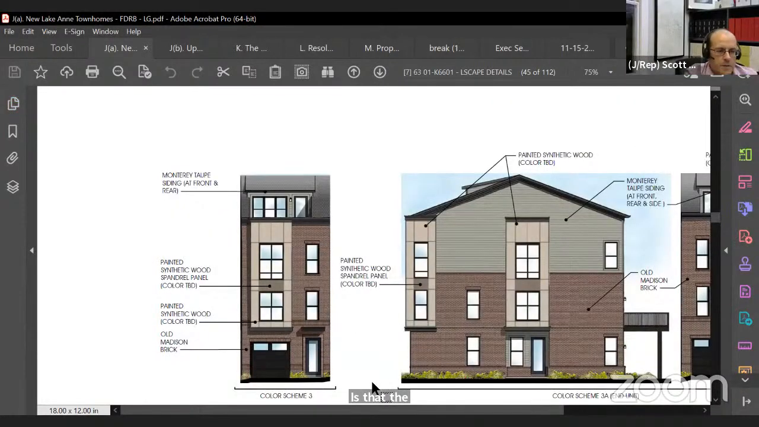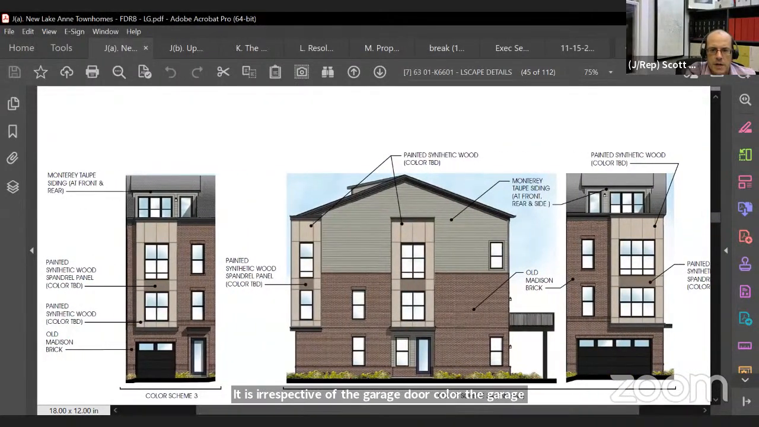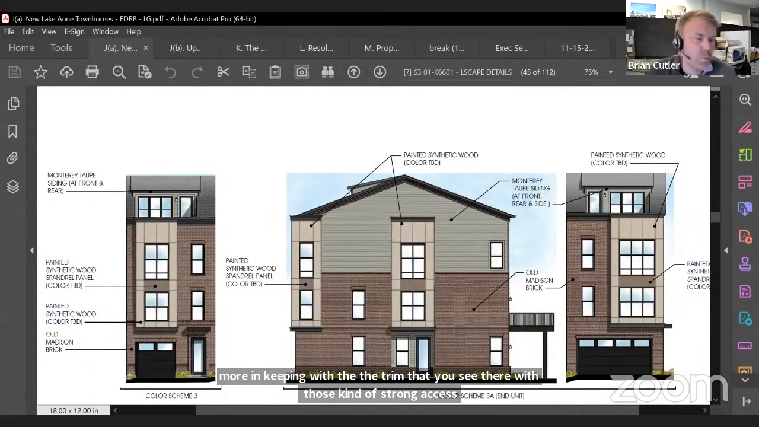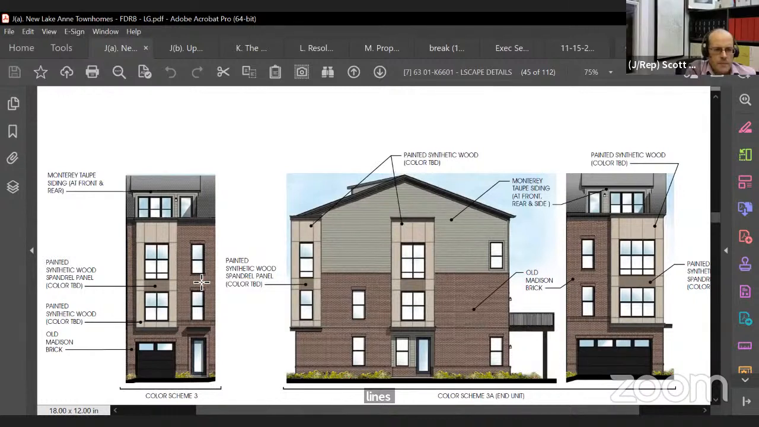Yep. Okay. Make sure I'm not on mute. We call for a dark asphalt shingle roof. It is irrespective of the garage door color. The garage door color was just meant to be a dark color, more in keeping with the trim that you see there with those strong accent lines. It looked like the windows were calling for a bronze colored frame. Yeah, that is correct. So it's a dark color, not necessarily black.